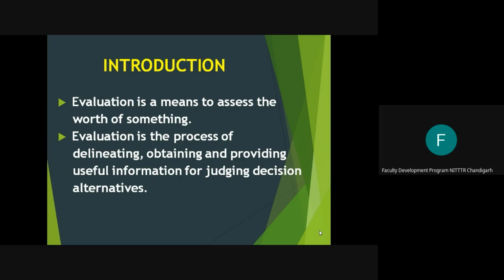So I go to various people, I go to various stakeholders, I obtain their feedback, delineating the information, obtaining the information, and providing the information. So that is evaluation. Okay. So evaluation is all about information collection. Delineating means the demarking. I mean, there may be so much information that I'll be collecting. Some information will be useful to me. Some information may not be relevant to me. So I collect only that information which is useful to me.